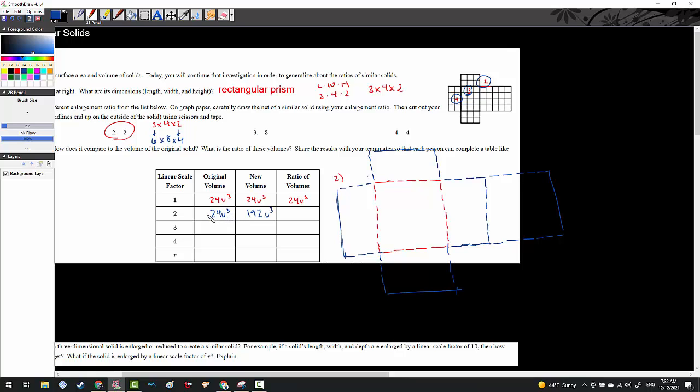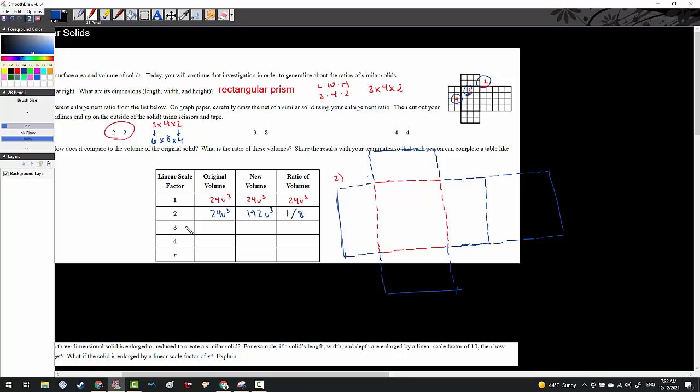Now, if you look at the ratio of the volumes, going from the original to the new, that's going to be a ratio of 1 to 8. 1 to 8 right there. Okay, so let's see if we can come up with some kind of pattern here.